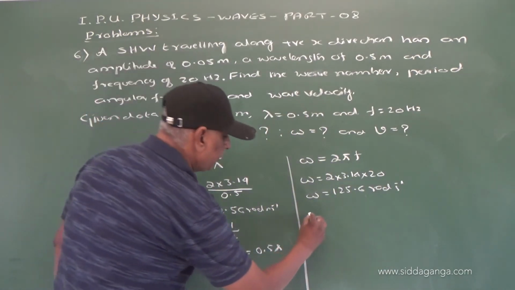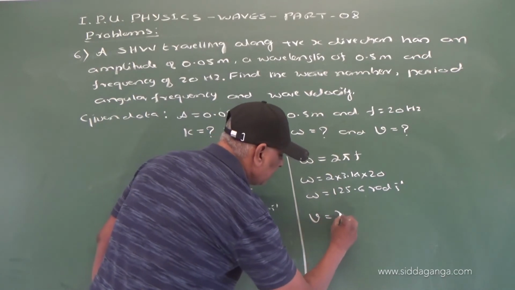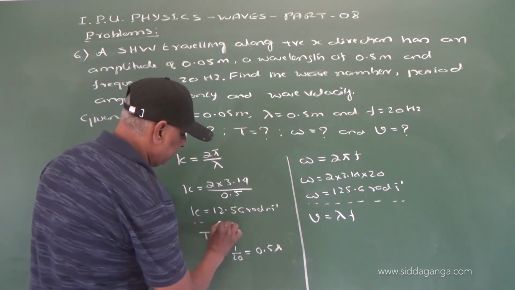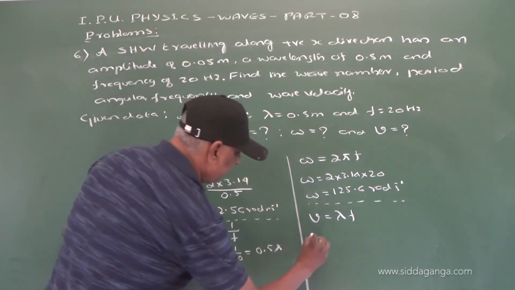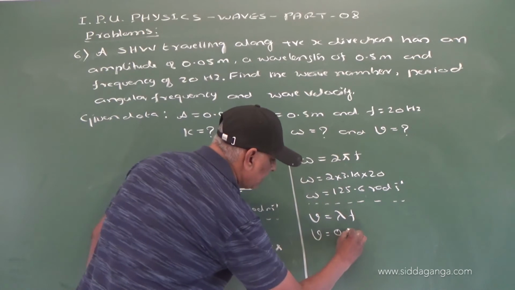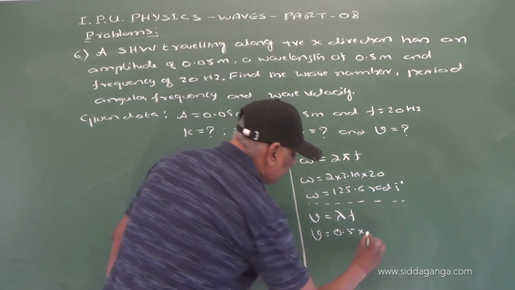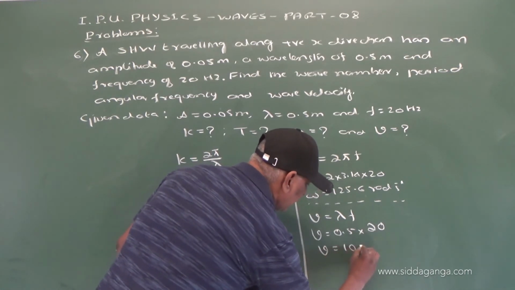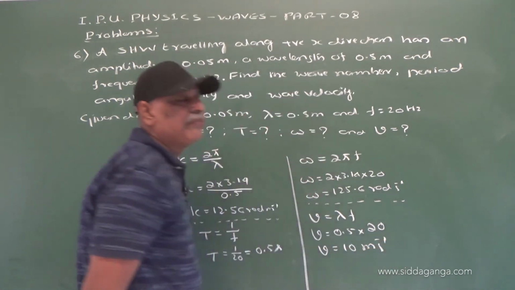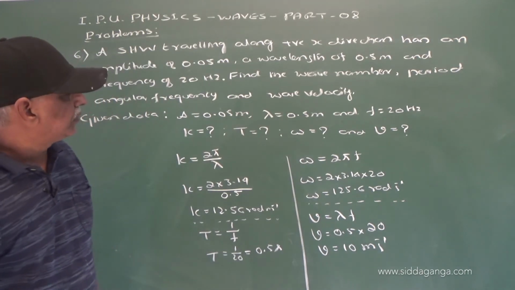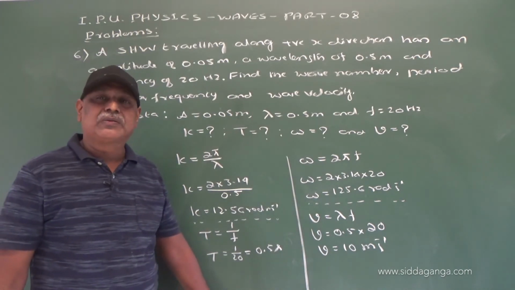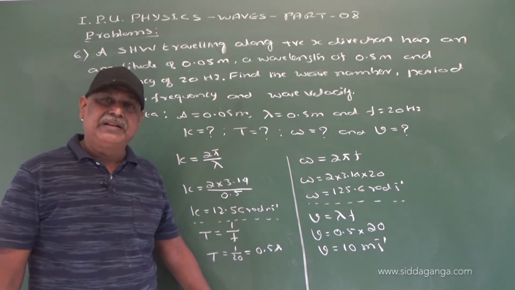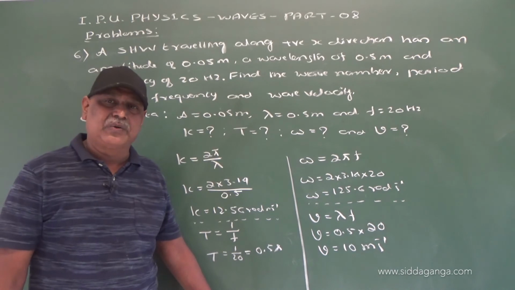Now, velocity v is equal to lambda into f. v is equal to lambda 0.5 into frequency 20. That is, velocity v is equal to 10 meter per second. So, we have solved this problem. In this problem, some wave parameters are given and the other wave parameters have to be calculated.